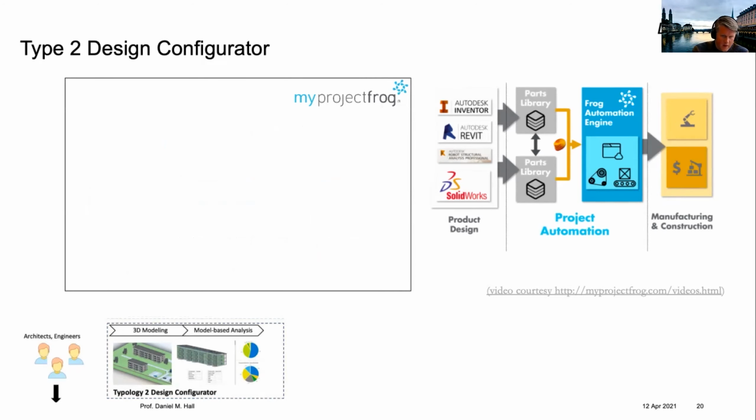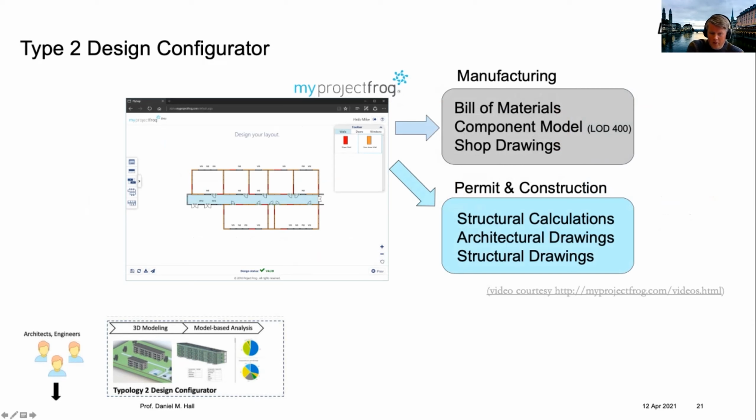And from that, you then automatically generate your bill of materials, your component model. So that would be a fully detailed BIM, and all the shop drawings that you need. And in addition, you have all of your automation of your permit and construction documentation. So your structural calculations, architectural drawings, structural drawings.